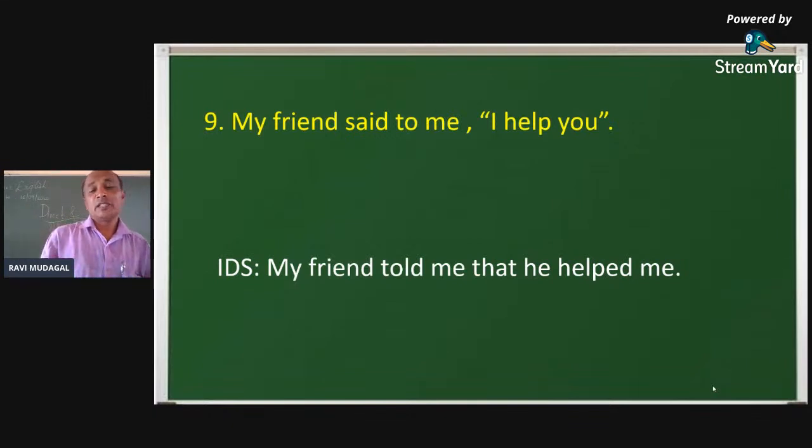How do you change from direct speech to indirect speech? This is the direct speech. Dear students, my friend said to me. When changing direct into indirect speech, "said to" is changed to "told". So we use "my friend told me." Right?